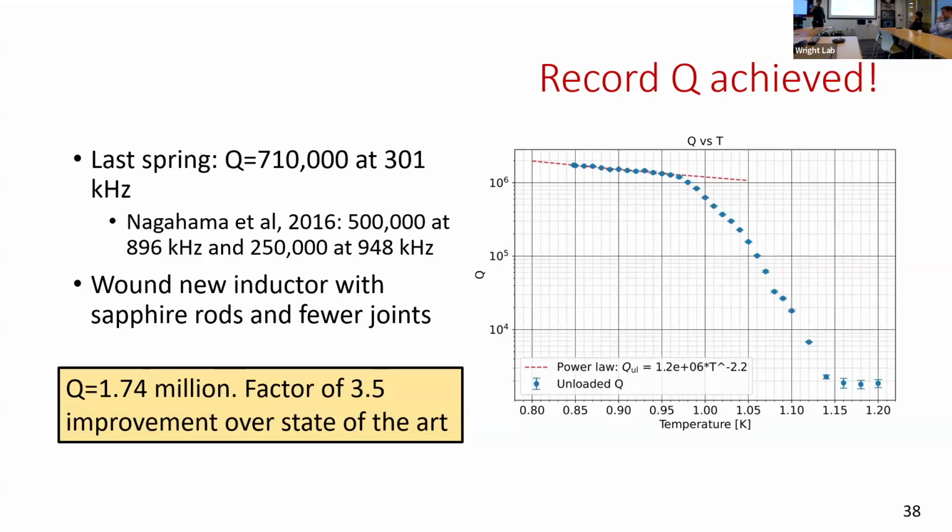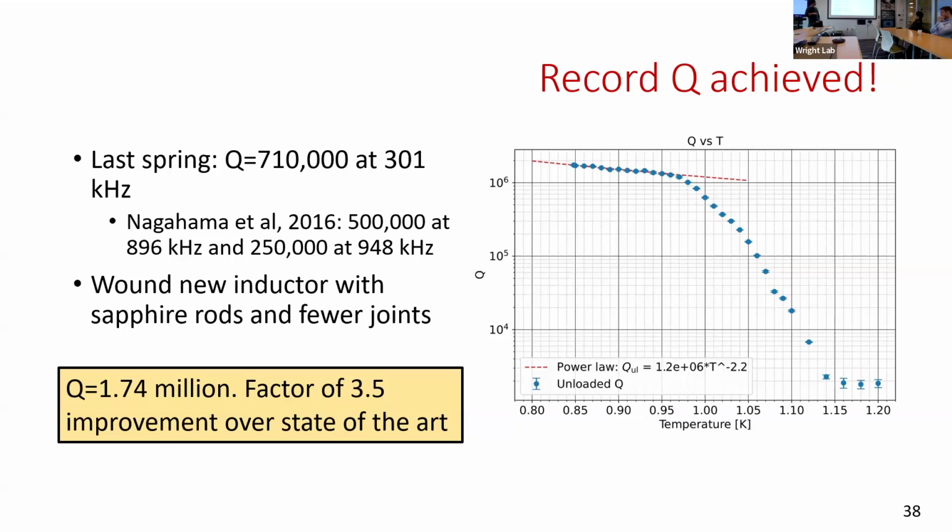One thing that we were really troubled by was our joint quality. There was some suspicion that we were getting some variation from cooldown to cooldown because we weren't making consistent joints. The way that we wound this new inductor meant that we needed one less pair of joints. By making those two changes, we got to a Q of 1.74 million at roughly the same frequency. That's a factor of 3.5 improvement over the state of the art.